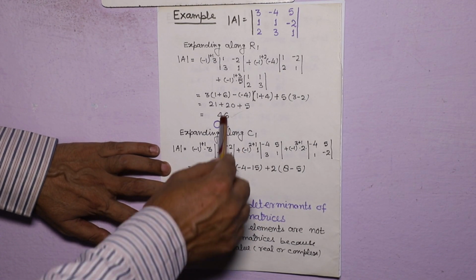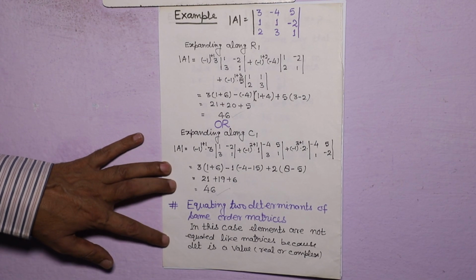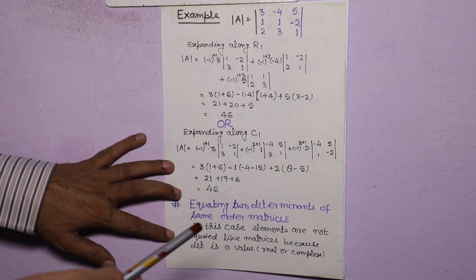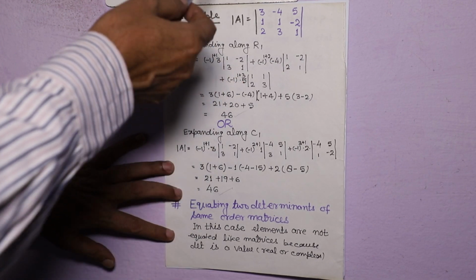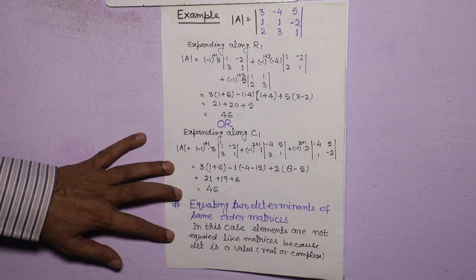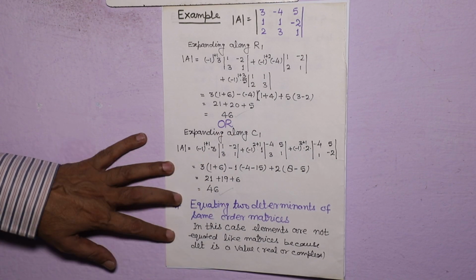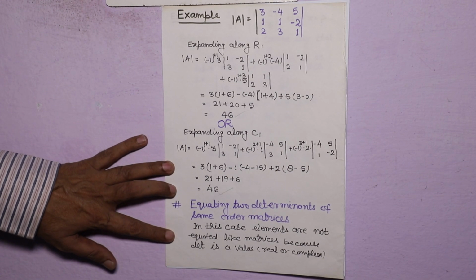In both the cases we are getting the value 46. So a determinant can be expanded along any row or along any column. In all cases you will get the same value. Here, in the first case I have expanded along a row, in the second case I have expanded along a column. In both the cases the values are the same. You can try for the other row or other column also.